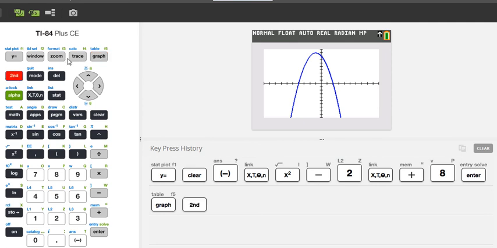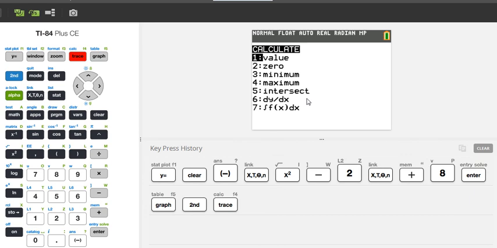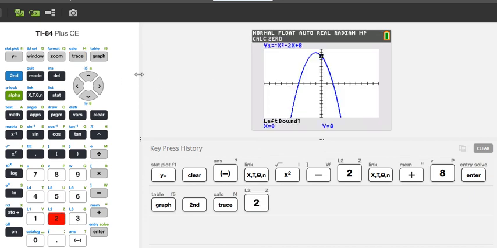I go second, trace. I want to find my zeros, choice 2. And remember, I always go to the left of the 0 I'm looking at and then to the right of the 0. So I'll scan my parabola and pick a point on the parabola to the left of the intercept I'm looking at.